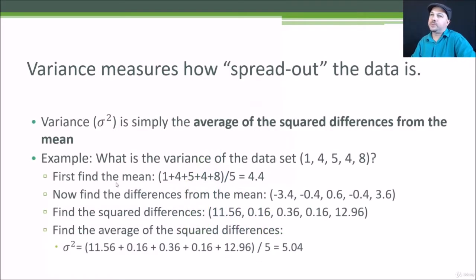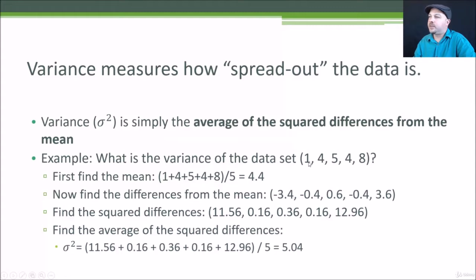How do you measure variance? Well, we usually refer to it as sigma squared, and you'll find out why momentarily. But for now, just know that variance is just the average of the squared differences from the mean. So to compute the variance of a data set, you first figure out the mean of it.